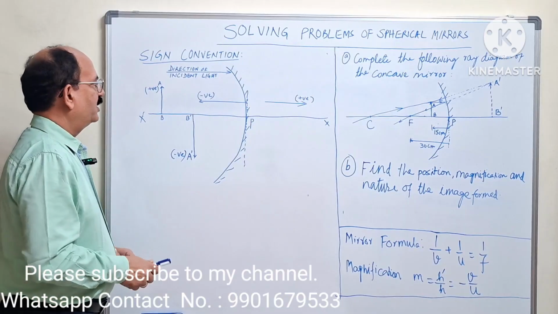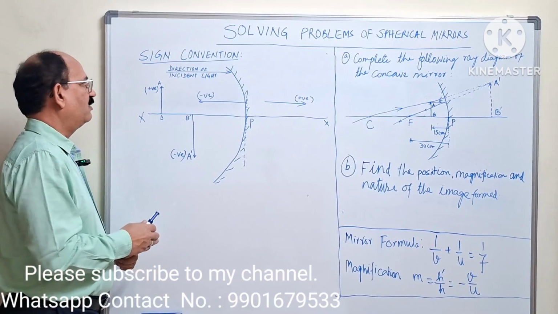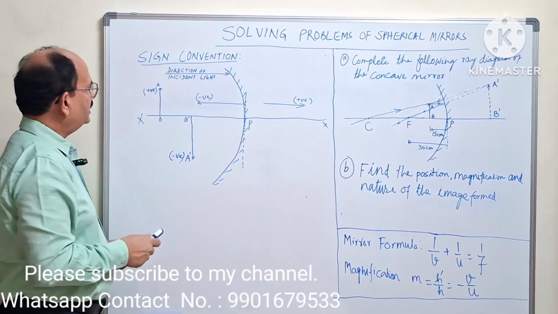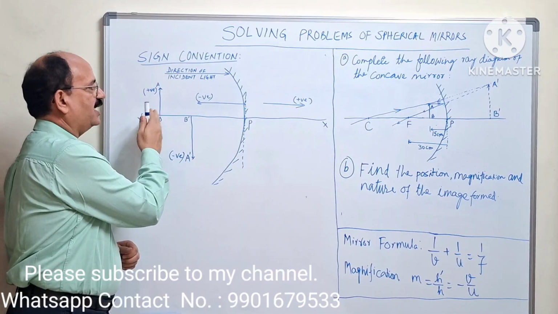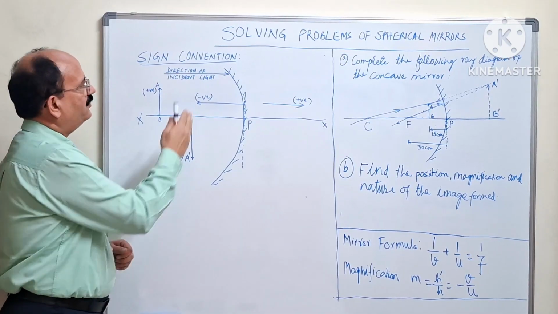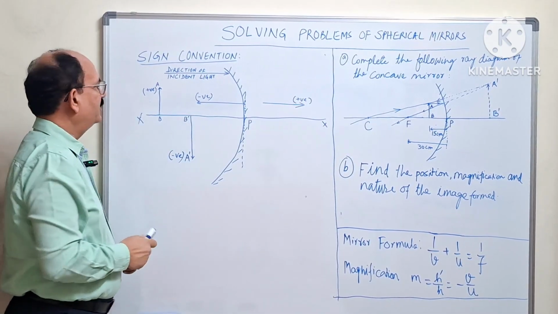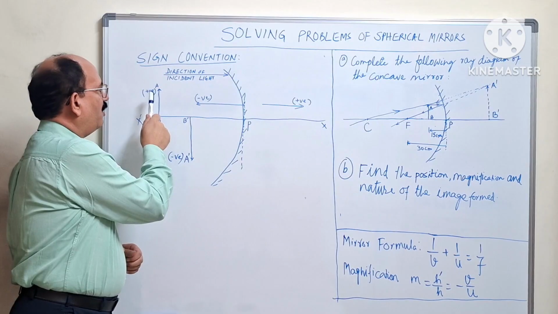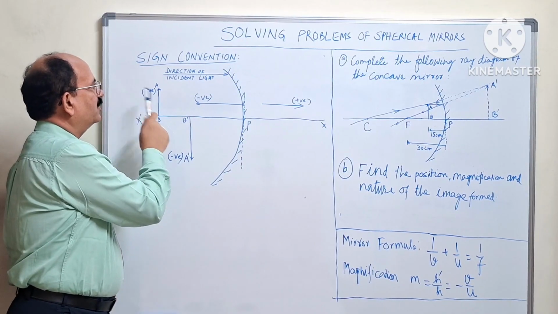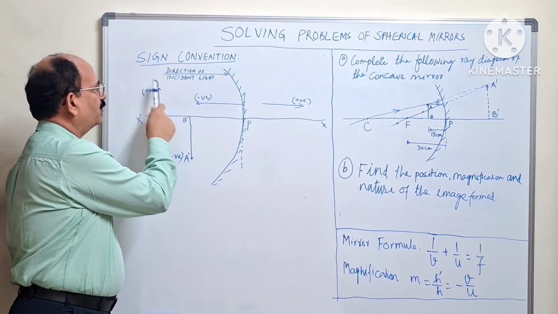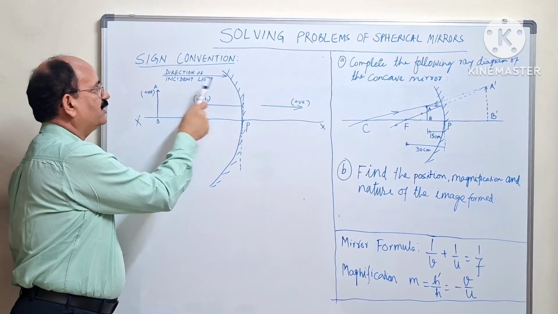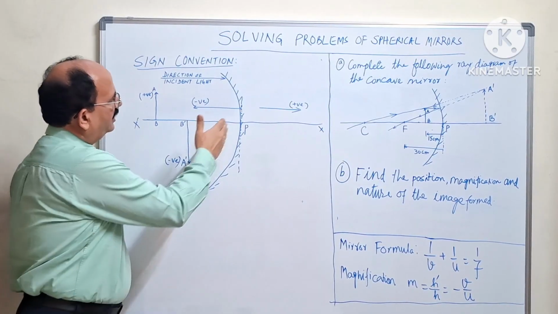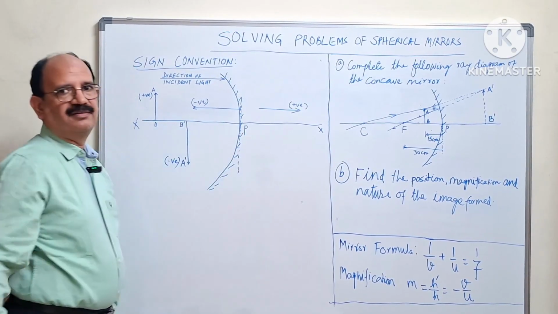Now conventionally the object, here it is AB, is always kept on the left side of the mirror, that is in front of the mirror. The rays are emitted from the object, therefore the rays are shown from left to right, that is the direction of incident light. Any measurement is done with respect to the pole of the mirror.